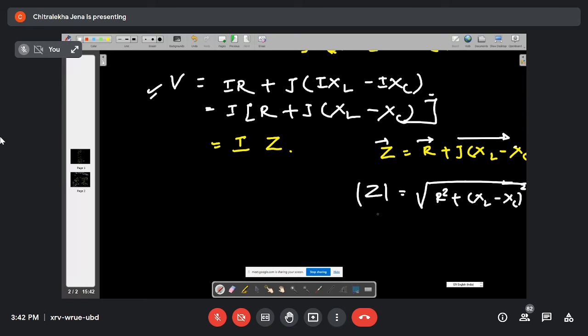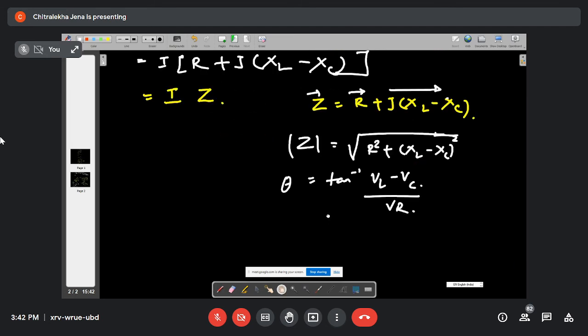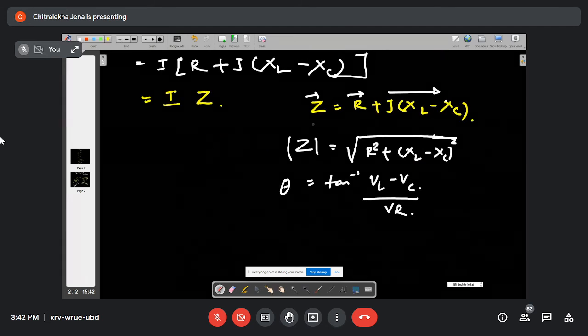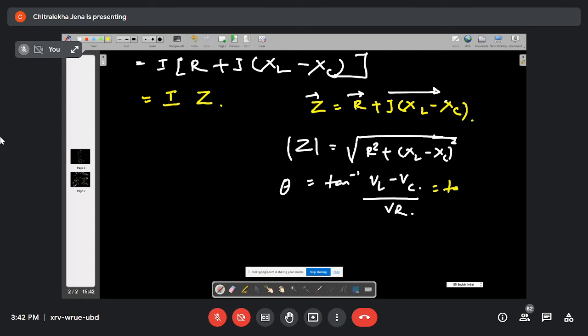What is your theta? Theta will be equal to tan inverse of VL minus VC divided by VR. So this will be equal to tan inverse of XL minus XC divided by R. Okay? Clear to all of you?